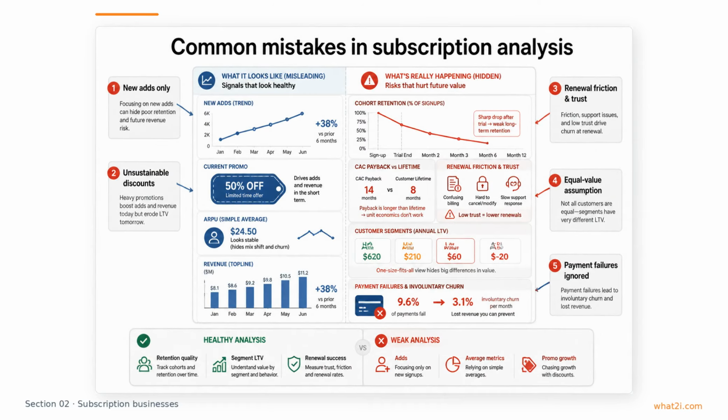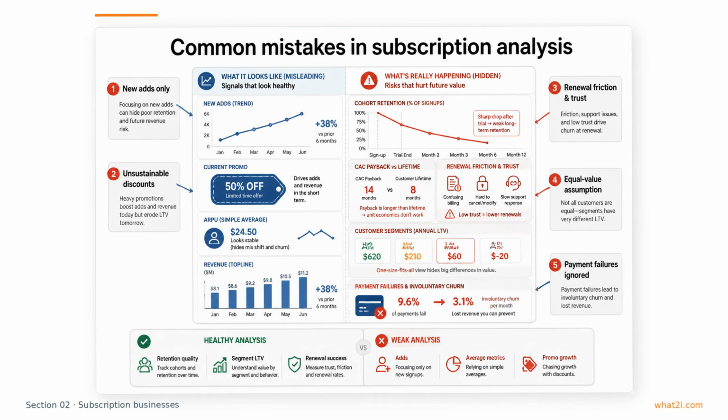A common mistake in subscription analysis is focusing only on gross new subscribers. A company can post impressive growth in signups while quietly damaging economics through heavy discounts, poor retention, or weak renewal trust. Another mistake is assuming all subscribers are equally valuable, when in reality some cohorts churn quickly and others stay much longer. Payment failures matter too, because involuntary churn from expired cards or billing issues can create hidden losses. Renewal friction, confusing terms, or a poor service experience can further weaken the model even if reported revenue still looks fine. Strong analysis looks beneath the headline numbers and asks whether customer relationships are truly durable and profitable.